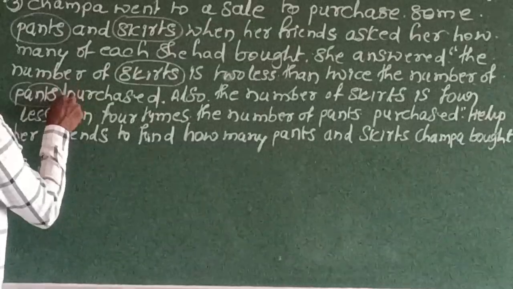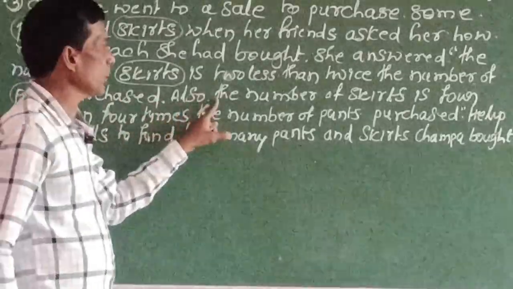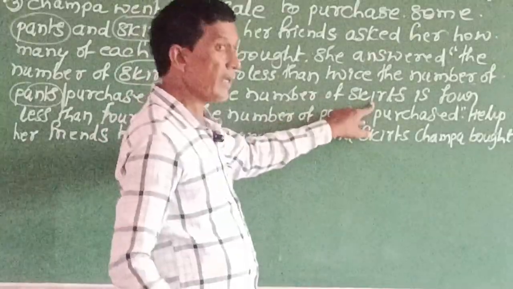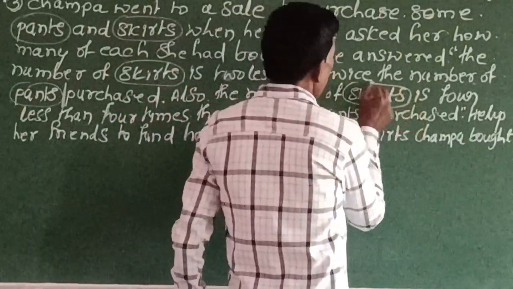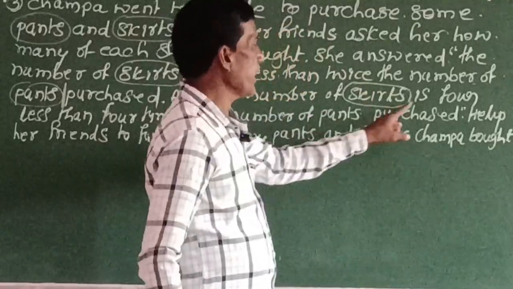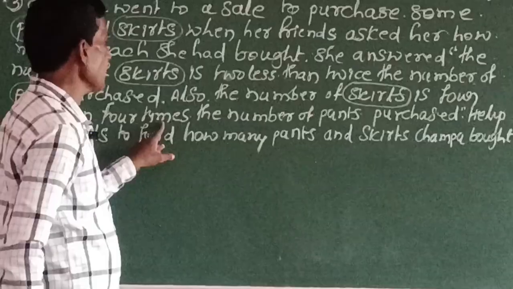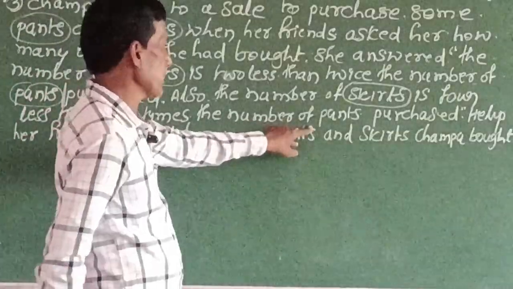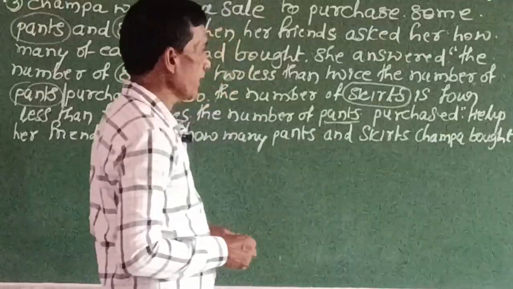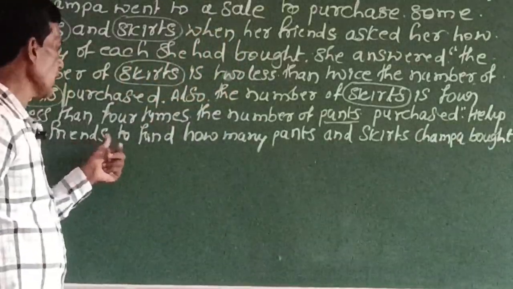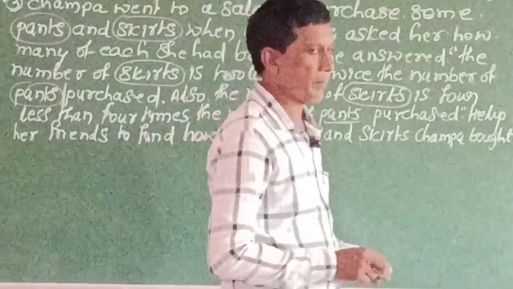Next, also the number of skirts purchased. The next equation starts: the number of skirts is 4 less than 4 times the number of pants. Help her friends to find how many pants and skirts Champa bought.